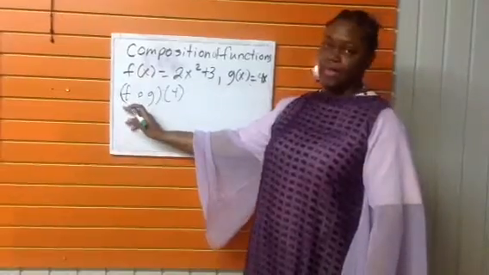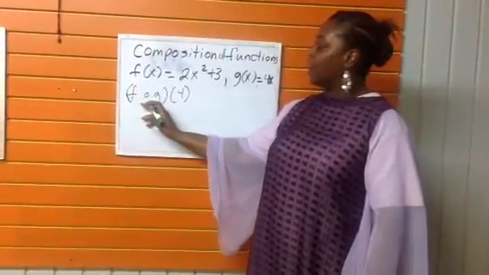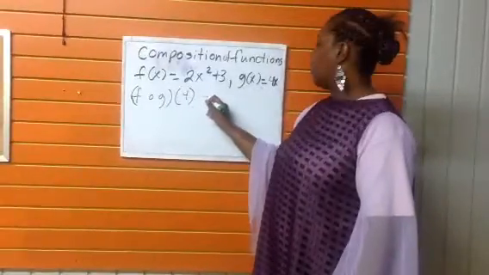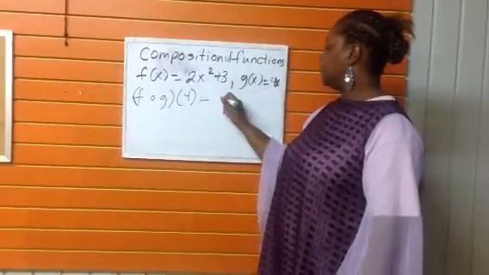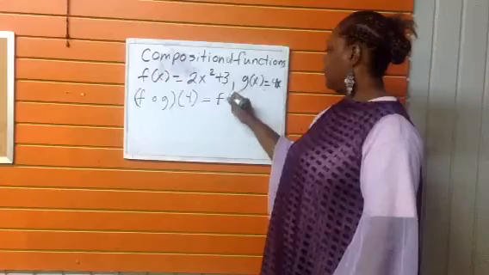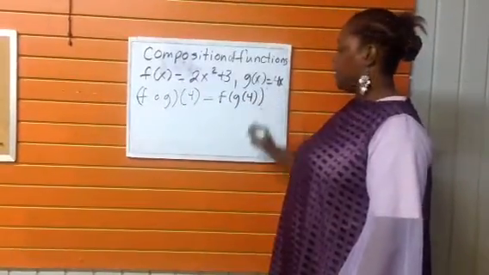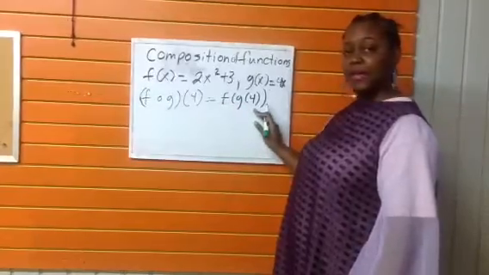Here is the same thing as saying it in words. F is going to be composed to g of 4. It could also be written in some books as f of g of 4. Okay? Now this is the same thing.